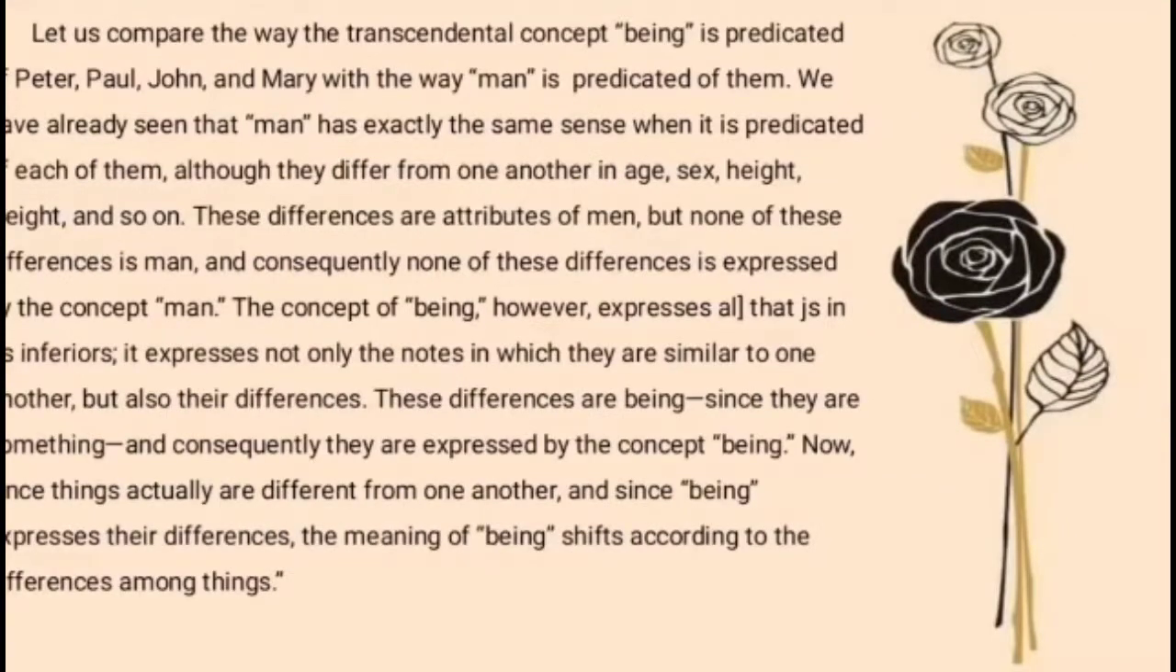Let us compare the way the transcendental concept being is predicated of Peter, Paul, John, and Mary with the way man is predicated of them. We have already seen that man has exactly the same sense when it is predicated of each of them, although they differ from one another in age, sex, height, weight, and so on. These differences are attributes of man, but none of these differences is man, and consequently none of these differences is expressed by the concept man.